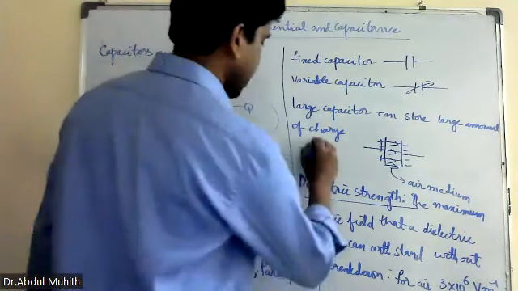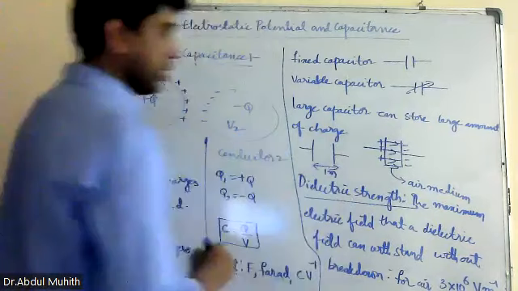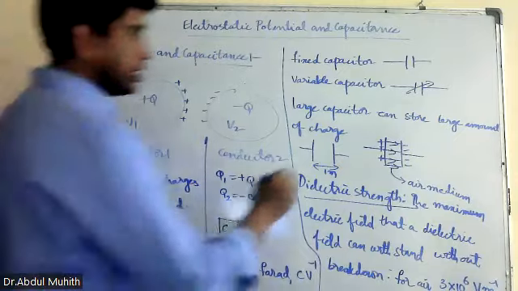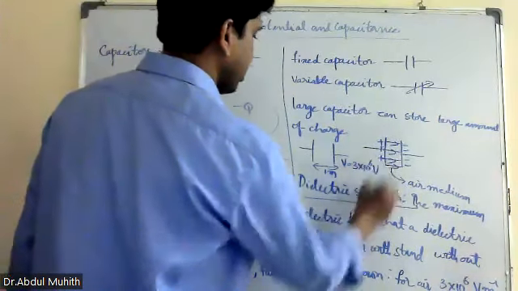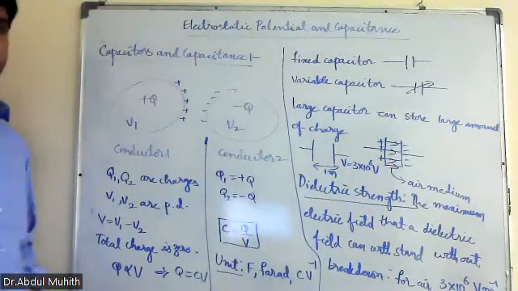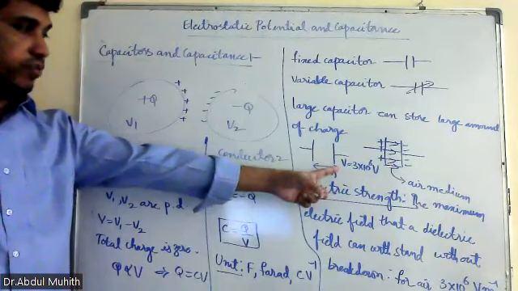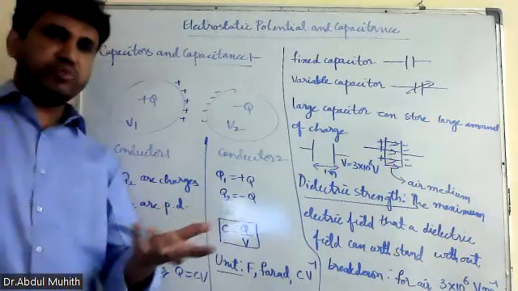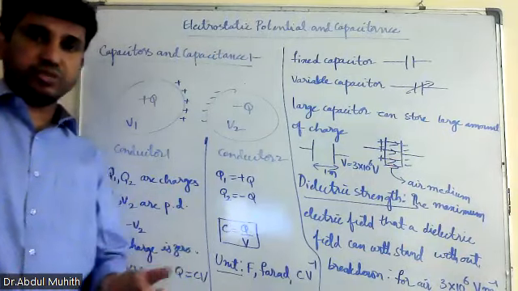If there are two plates and the distance between them is 1 meter, and the voltage here is 3 into 10 to the power of 6 volts, then that is the maximum it can hold. So if you increase the voltage beyond that, automatically what will happen? There will be a spark in the field. Maybe sometimes you might have seen some sparks between electrical or electronic circuits.